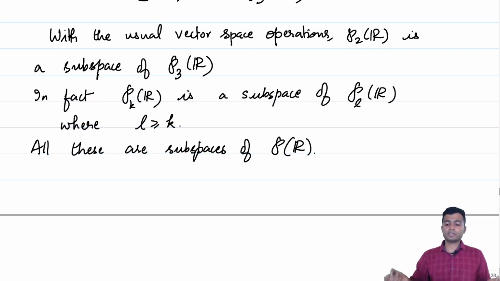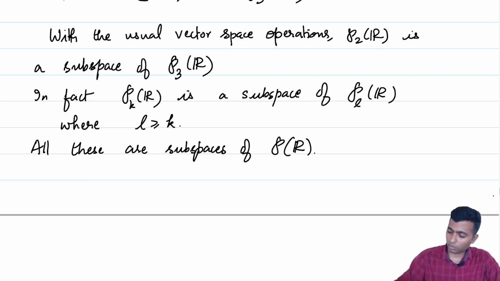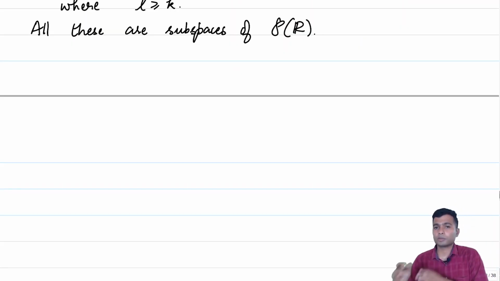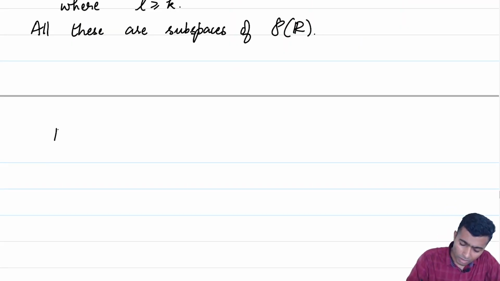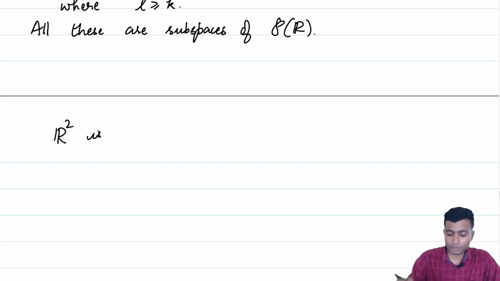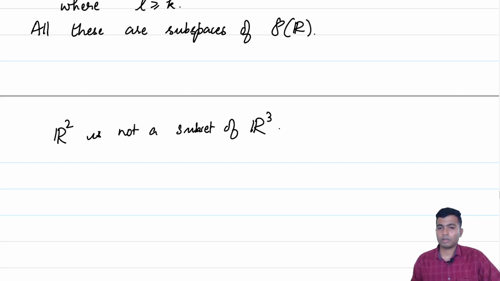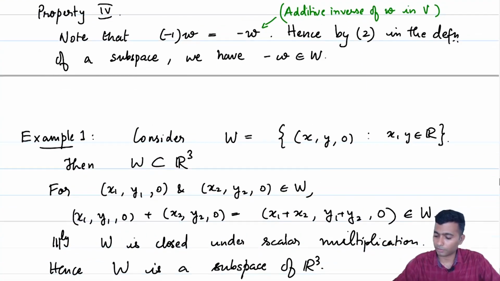P2 of R turns out to be just a subspace of P3 of R, right? Oh, an important thing to note is that we cannot realize R2 as a subspace of R3. R2 is not even a subset of R3, hence it is not a subspace of R3. We might be able to find vector subspaces of R3 which are identical to R2, as we have seen here. This is something which is identical to R2, but it is certainly not equal to R2.